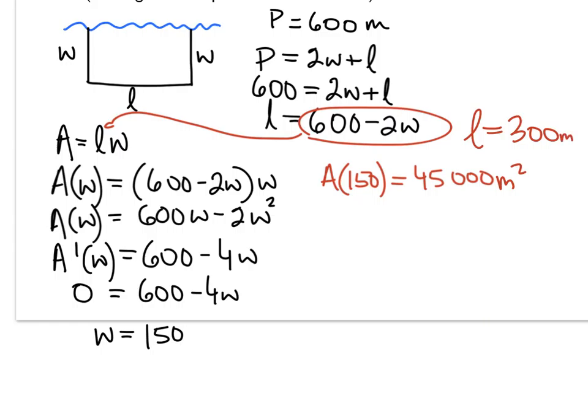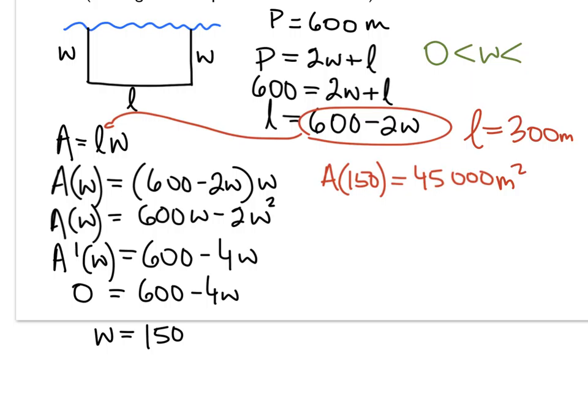Now if we think back to when we were solving our max-min problems, we were always checking our endpoints just to make sure in case they were higher or lower. So in this case, what are our endpoints? Let's think about the restrictions that we have on our width. There needs to be a width, so it has to be greater than 0. But what's the maximum width that we can have?